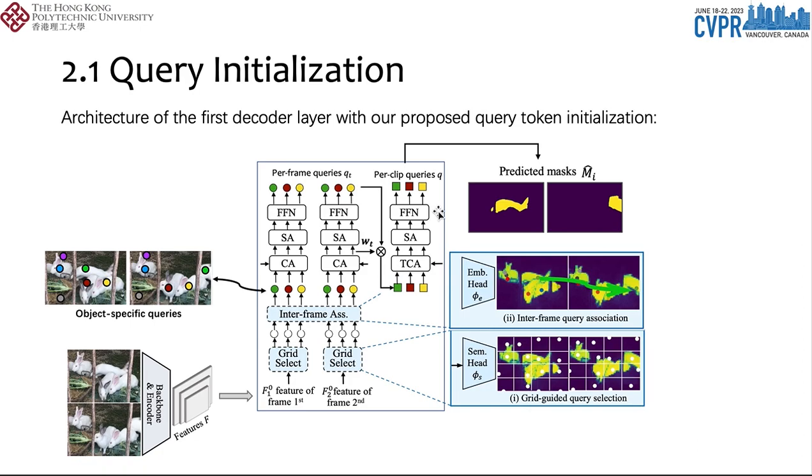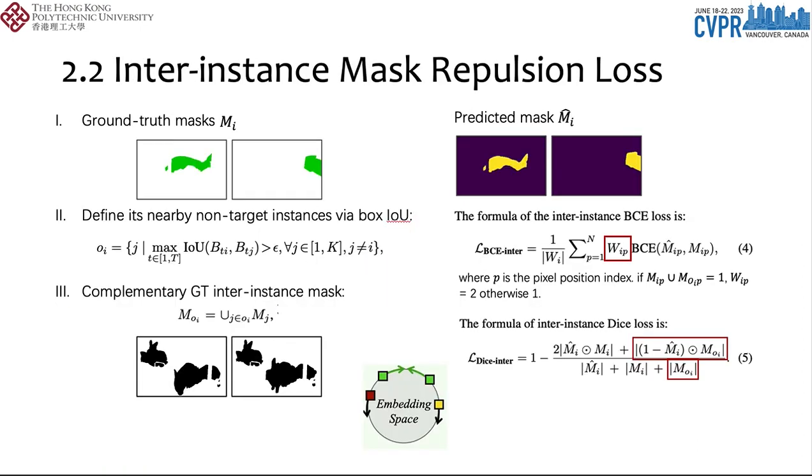Loss. For each object, we first utilize bounding box IoU to find its nearby objects and then set the union of nearby object masks as the ground truth inter-instance mask.